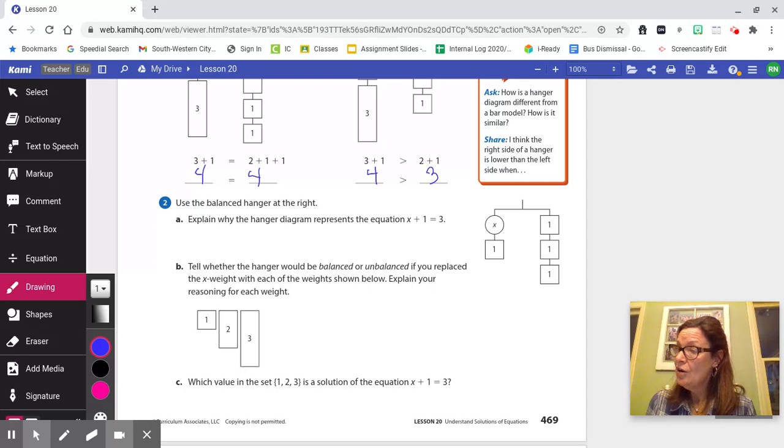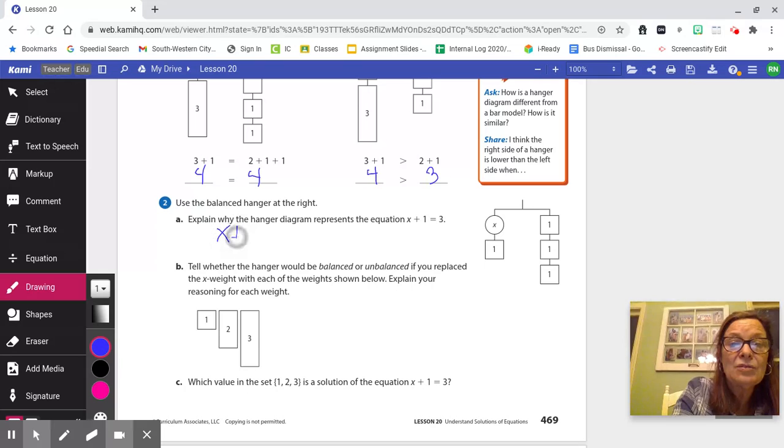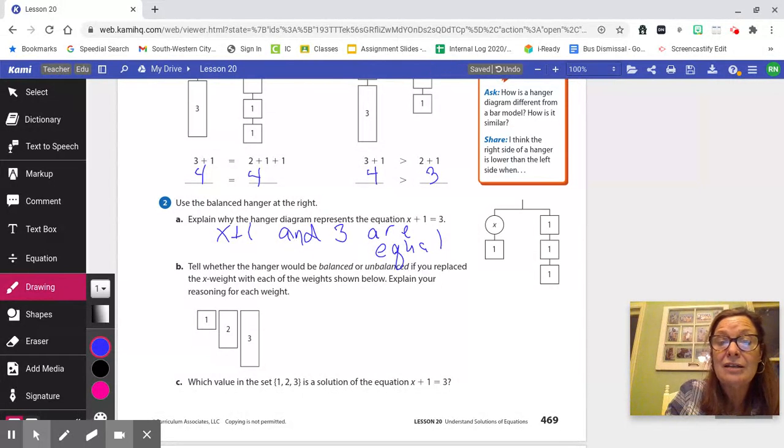Hopefully you saw that the left side of the weight shows an x plus 1, and the right side shows a weight of 3, and it's balanced, so the weight x plus 1 and 3 are equal. So because it's balanced, they are equal. So x plus 1 and 3 are equal. And we know they're equal because it is balanced, even though they have different amounts on either side.